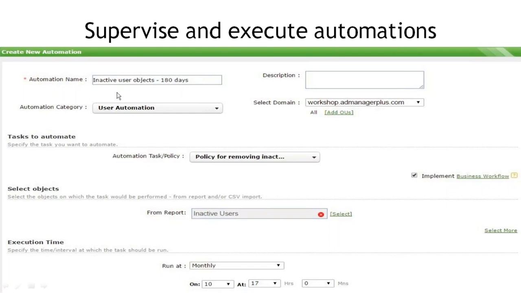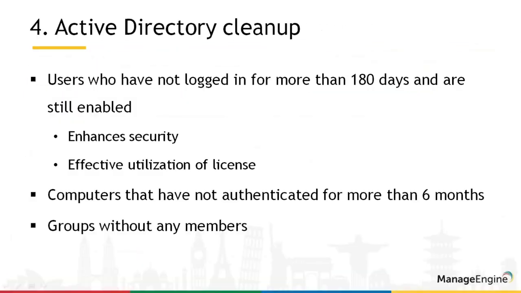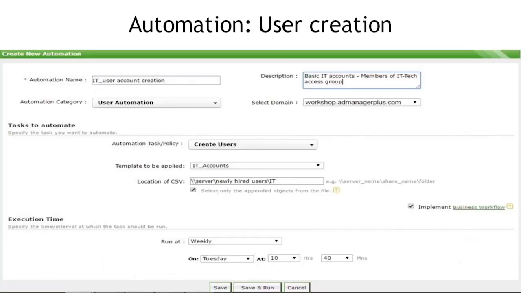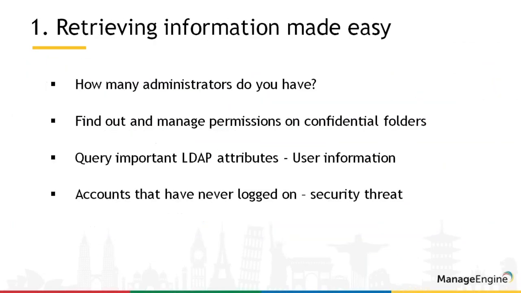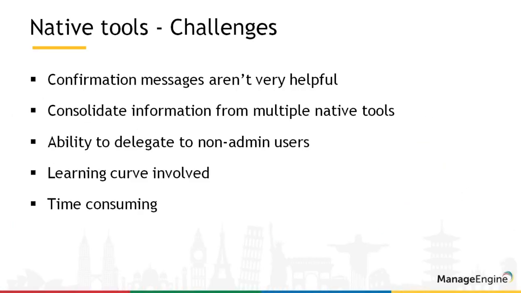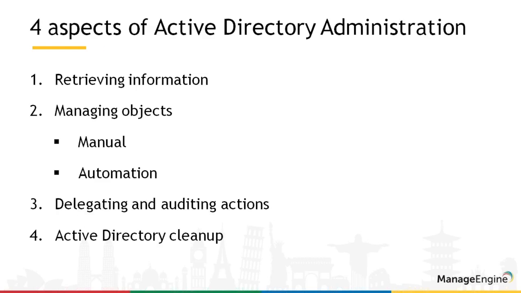All right, so a quick recap. We saw 4 different aspects by which you can better manage your Active Directory infrastructure. Those 4 aspects were retrieving information, managing objects, the manual and the automated way, delegating and auditing actions in Active Directory, and also performing Active Directory cleanup. So this session was about using native tools for doing all this versus using ADManager Plus, right?